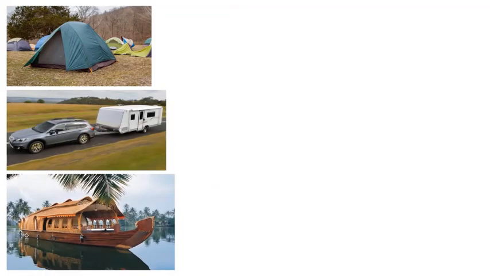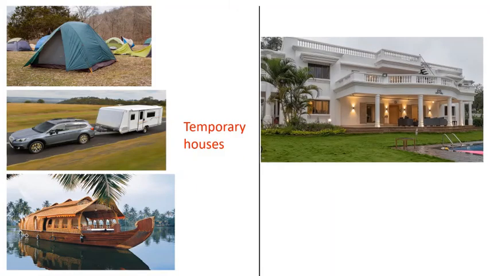Very good. Now, what about these houses, children? Tent, caravan, and houseboat. They are all, yes, very good, temporary houses. But why, children? Why are they called temporary houses? Why? Yes, you're right. These houses are not fixed to one place, right? And they can move from one place to another. And temporary houses get damaged easily. Very good, children. Now, what about this house, children? Is it a temporary house or a permanent house?